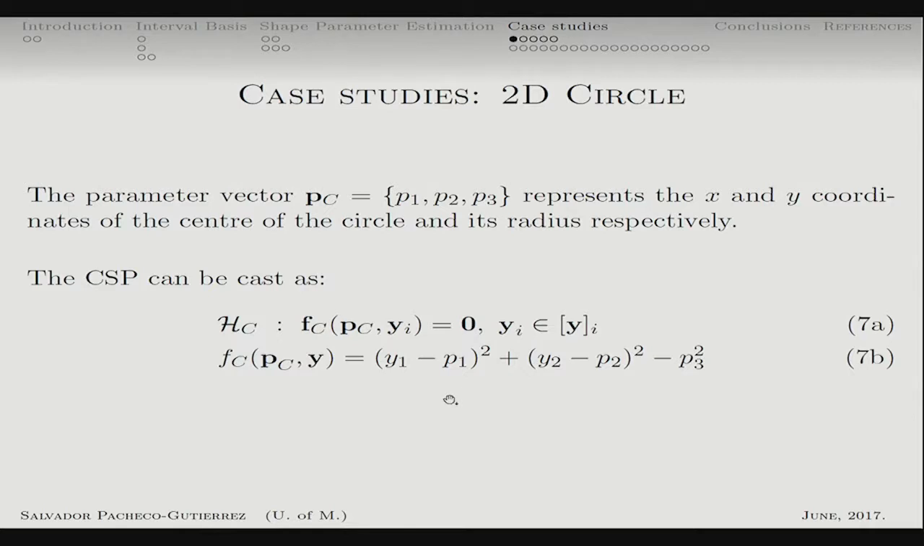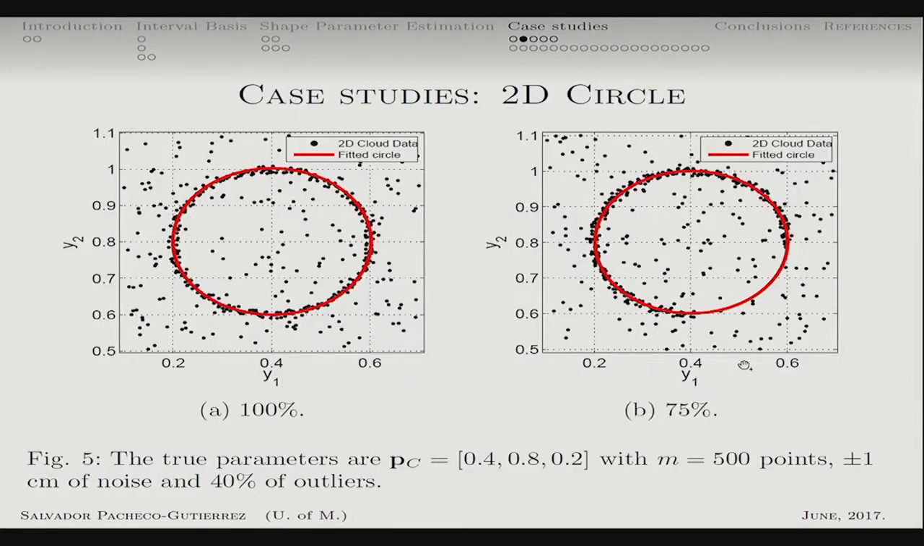So for that, we have to define a constraint satisfaction problem for each one of the shapes we're trying to fit. So for the 2D circle, I think it's pretty much obvious. We have this implicit form in here. And we got the following results. This is simulated data for the 2D case. For the 3D case, I will show you some real data as well.